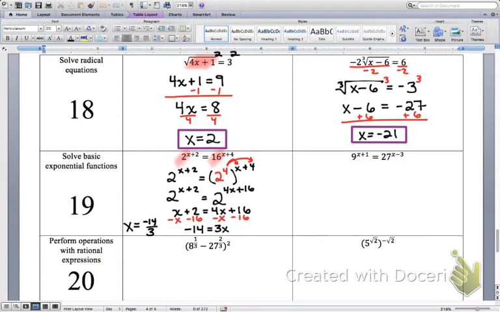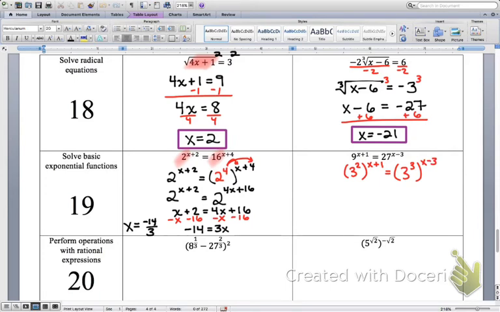Example number 2, we have 9 to the x plus 1 power, 27 to the x minus 3. I can't take 9 to any power to get 27, so this one we're actually going to have to change both of our bases to 3. So I changed 9 to 3 to the second power, so I need to change 27 to 3 to the third power. Again, keeping both of those exponents on the outside of the parentheses.